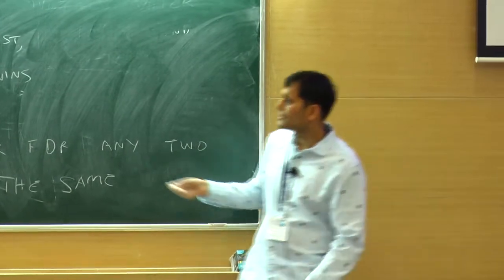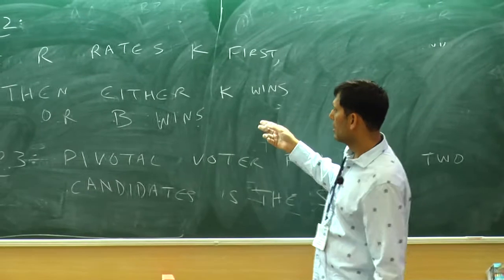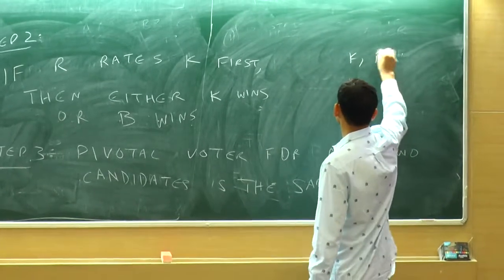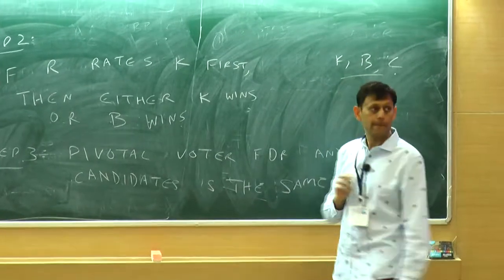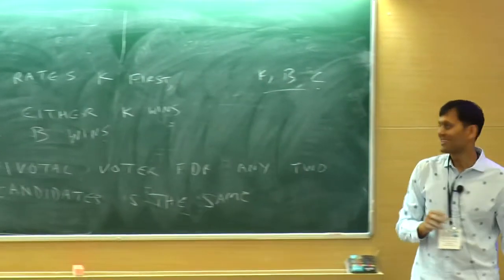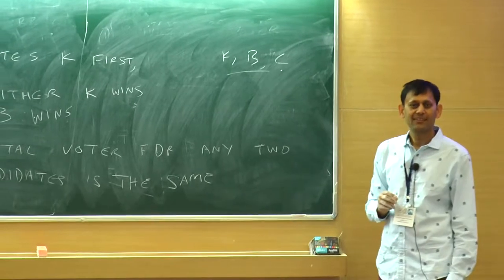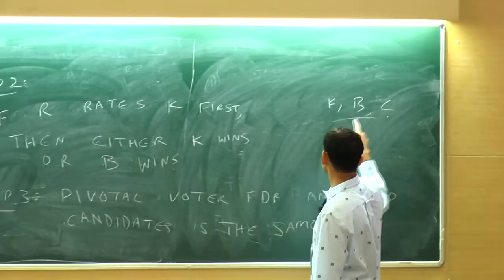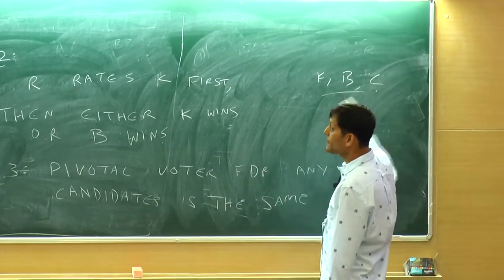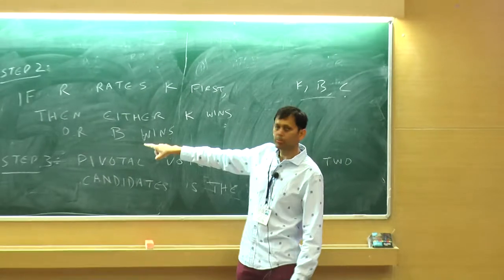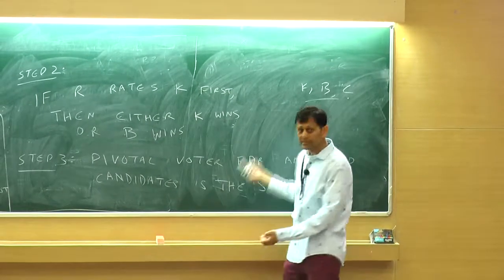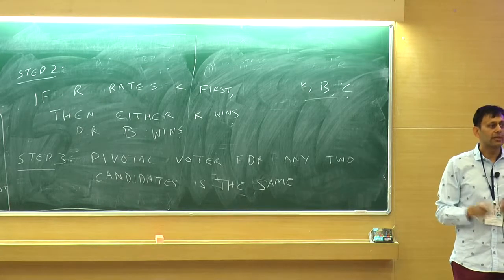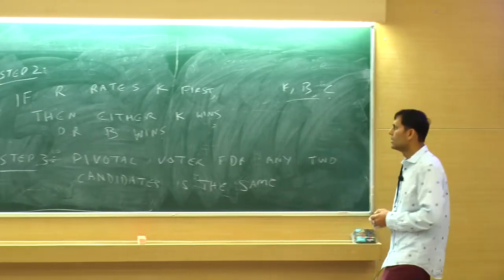So let's think of three candidates: K, B, and C. Let's say they're all different. Oh yeah, yes, R becomes the dictator. Sorry. The reason R becomes the dictator is because R is pivotal for both B and C. If R rates K first, then either K wins or B wins, but also either K wins or C wins. But B and C are distinct, right? And so K has to win.